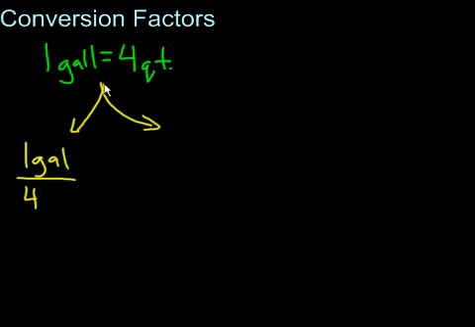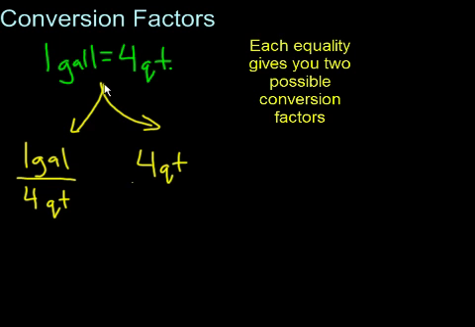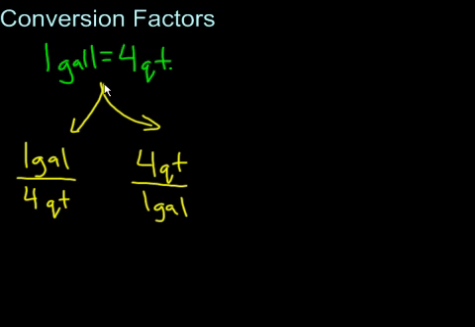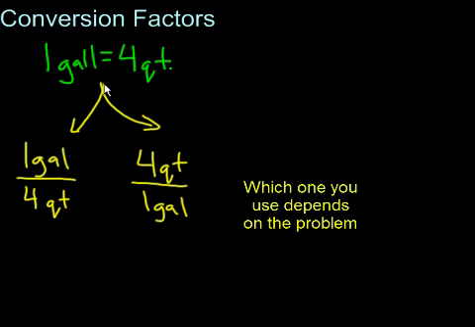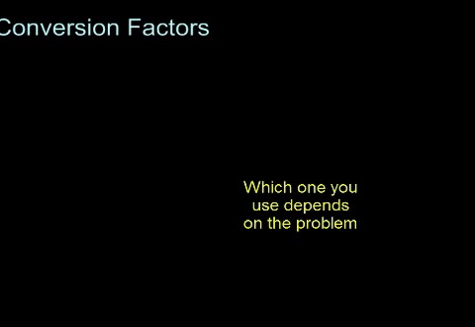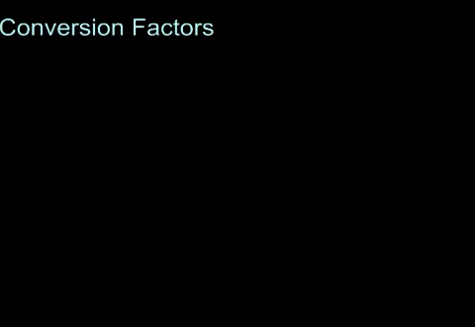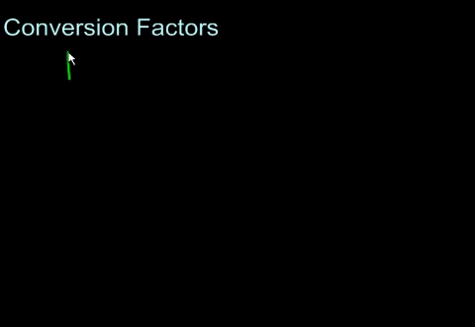And for every equality, you can do it in 2 ways. So we take our equality, 1 gallon equals 4 quarts. We could put 1 gallon over 4 quarts, or we can put 4 quarts over 1 gallon. Now, which one of those you use depends entirely on the problem. If I have quarts and I'm trying to turn them into gallons, I want quarts on the bottom. If I have gallons and I want to turn them into quarts, I want gallons on the bottom.